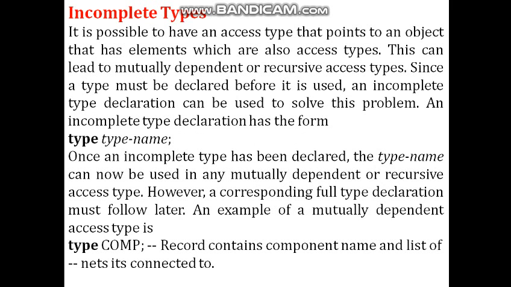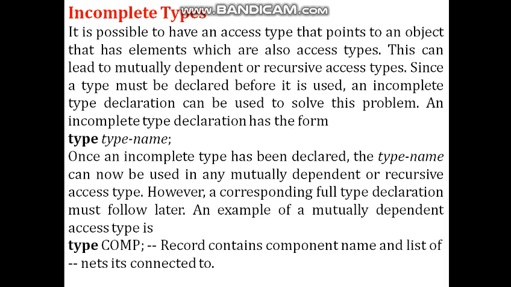The second one is incomplete types. Before going to the file types, we also need to see the incomplete type. In this, it is possible to have an access type that points to an object that has an element which is also an access type. This can lead to a mutually dependent or recursive access type, since a type must be declared before it is used. An incomplete type declaration can be used to solve this problem.